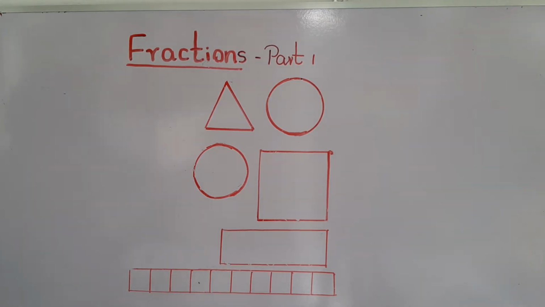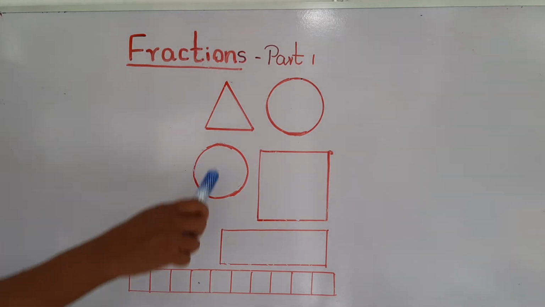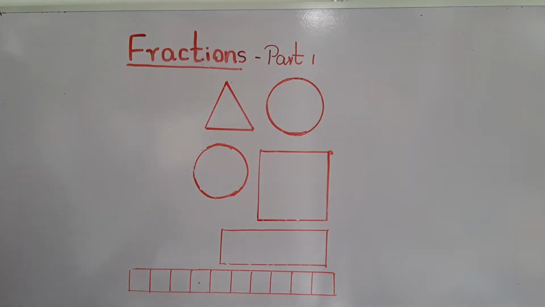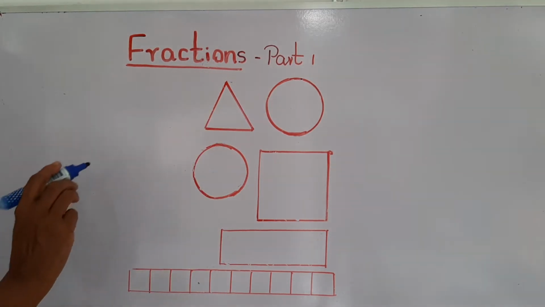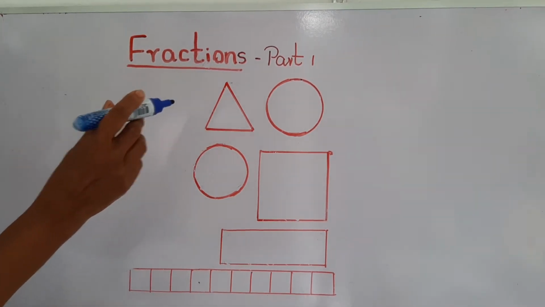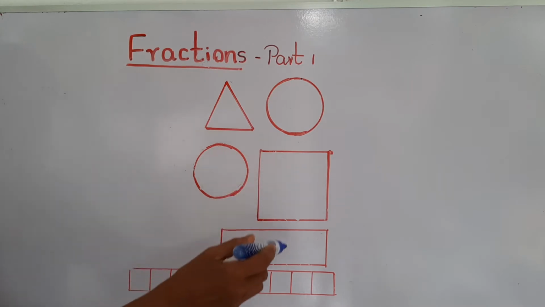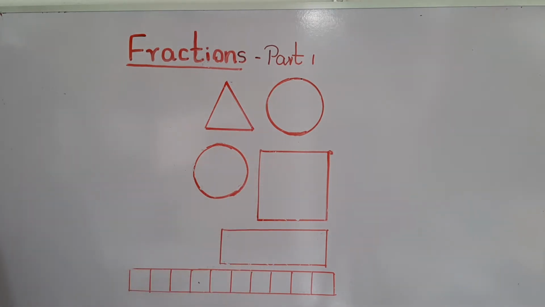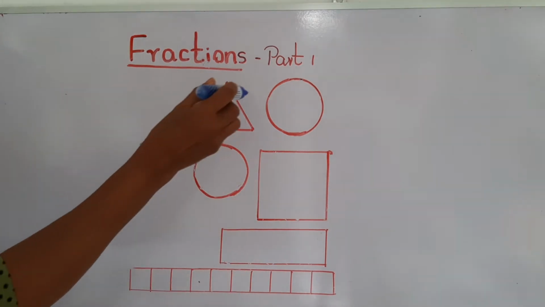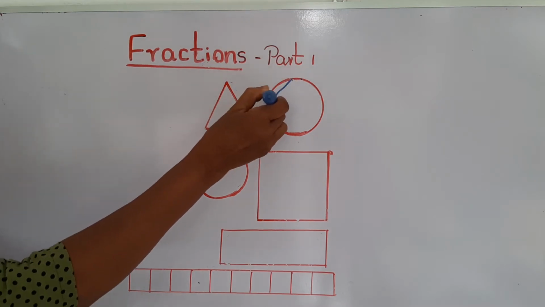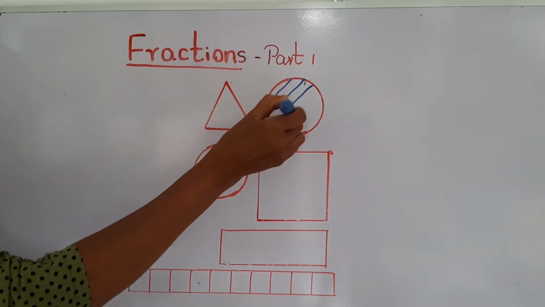Today our lesson is fractions. Can you see some geometrical shapes on the board? Right. Now there's a triangle, two circles, a square and two rectangles. Right. Now I am going to color the circle.